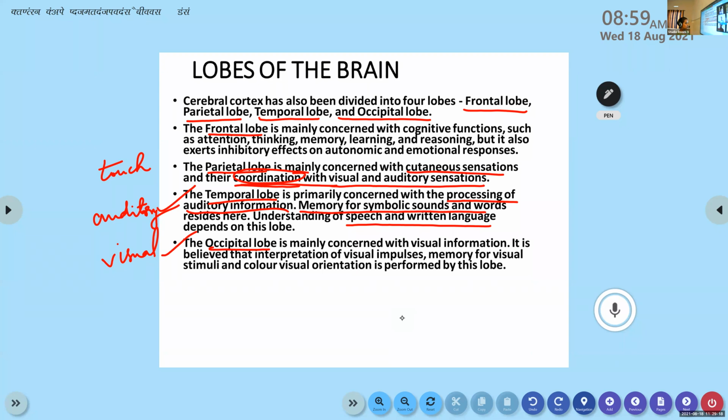So speech is obviously related to auditory information, right? And the temporal lobe plays the major role in processing of auditory information. So that is already understood. But written language is also dependent on the temporal lobe.